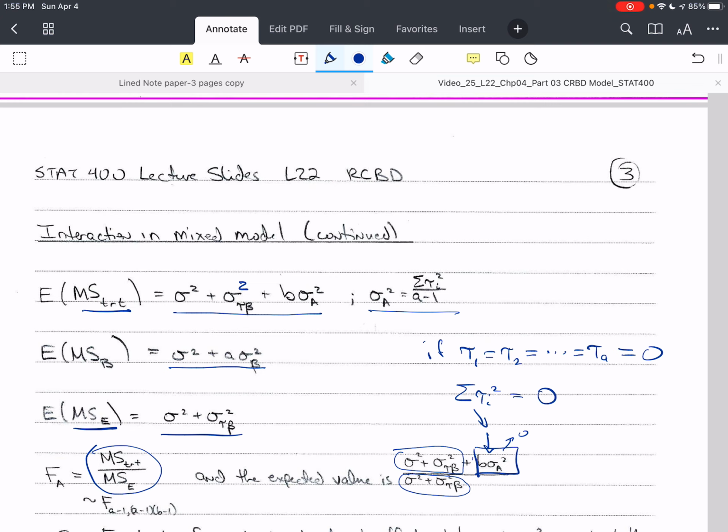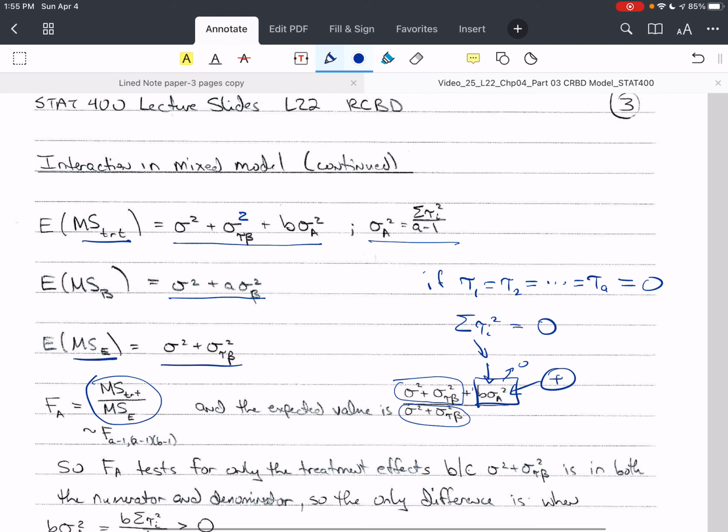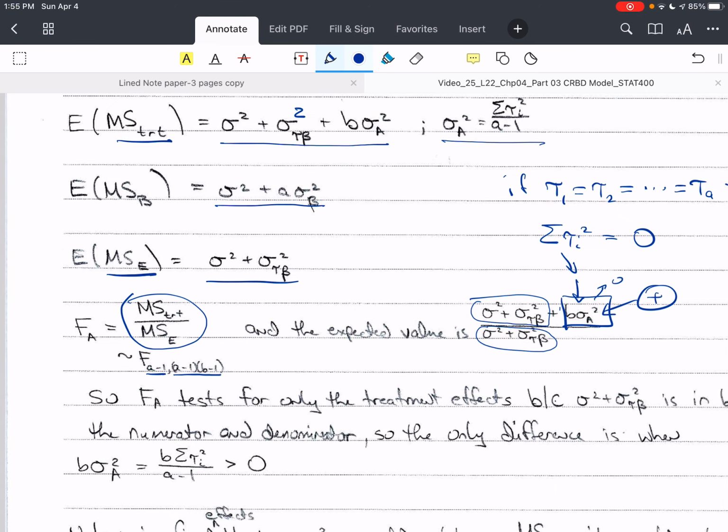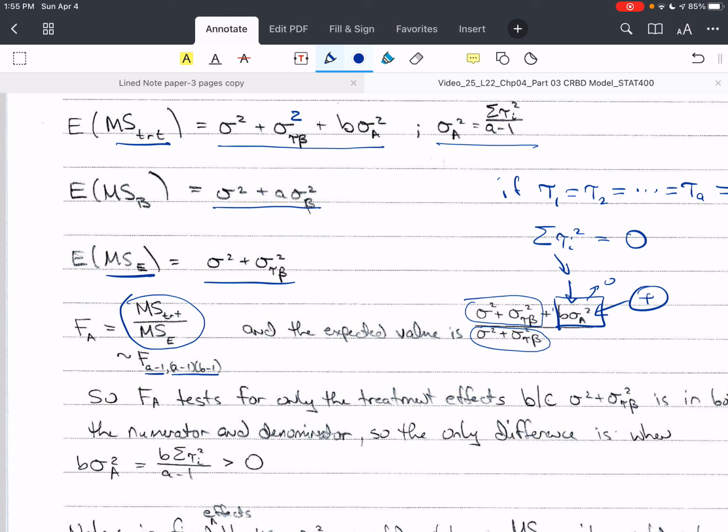If the treatment effects are significant, then you're going to have a positive number here. It's always positive because it's a square. And the numerator will be larger than the denominator, and F will be larger than 1. Okay? And again, this F statistic has an F distribution with a minus 1 degrees of freedom in the numerator and a minus 1 times b minus 1 degrees of freedom in the denominator. So again, F_a tests for only the treatment effects.